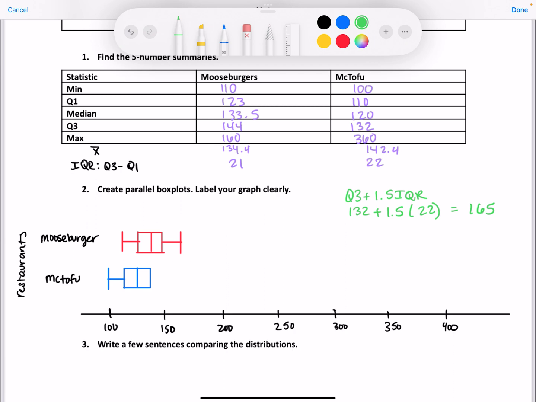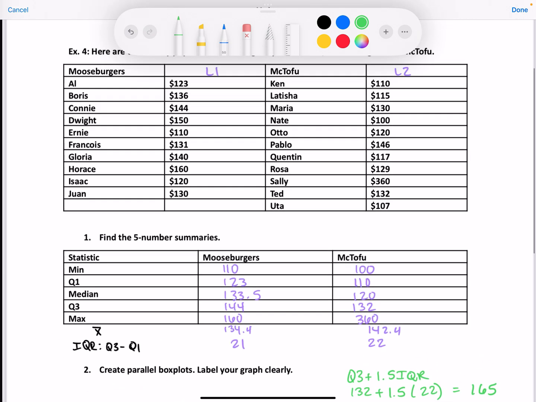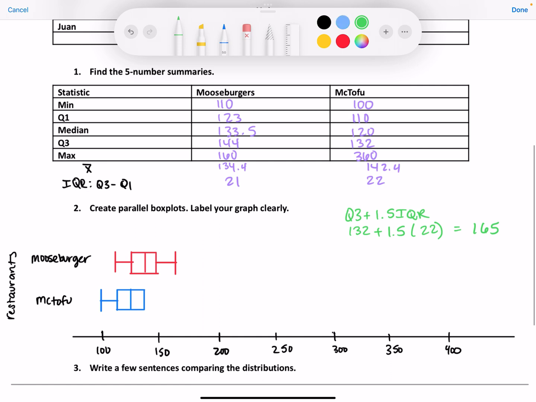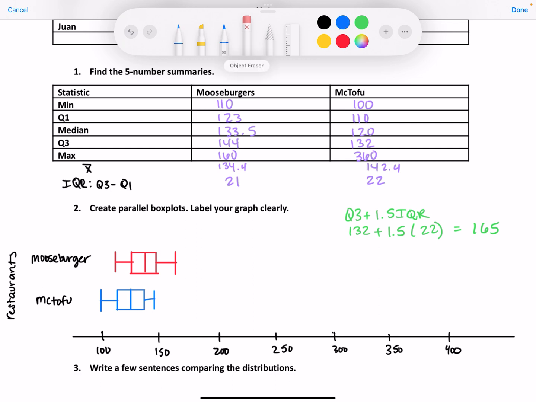So now you need to go back through your list and see what is the number that's inside of 165 in McTofu, the closest to it. 146. So that's where I'm going to draw my basically upper limit. Okay, so you want to go all the way to 360? Right, because we now know it is an outlier. So we don't want to have that in there because that will skew our data. So our fence, we want to cap off at the innermost thing that's not an outlier.